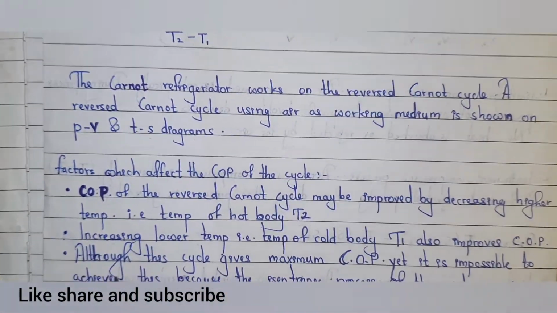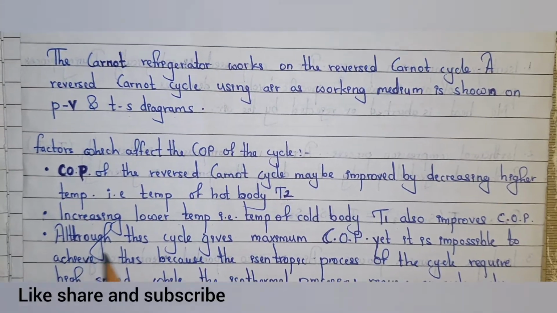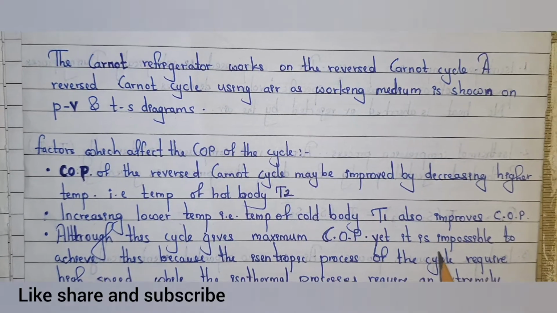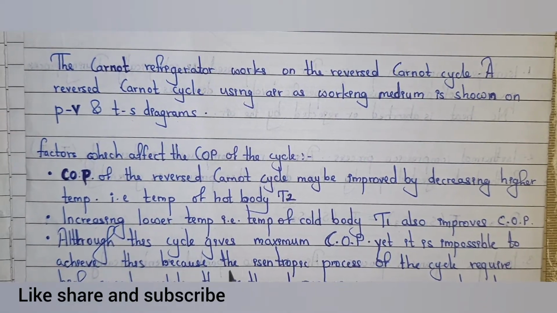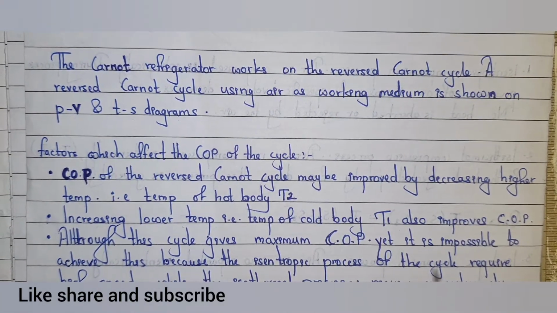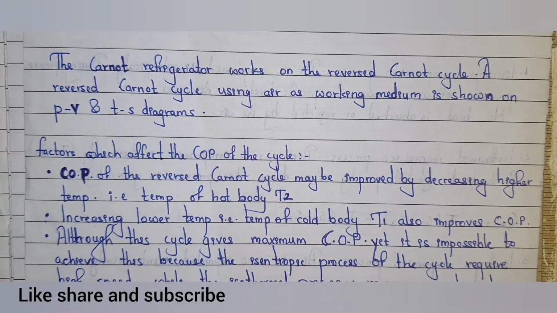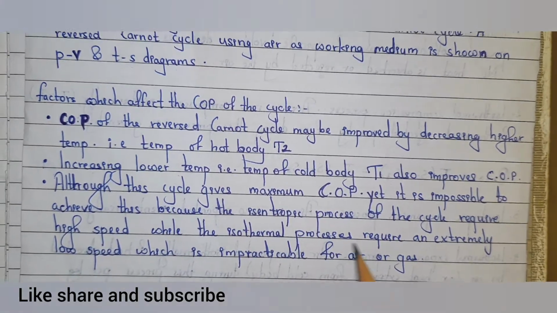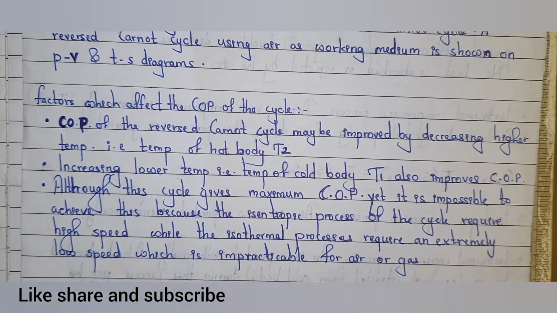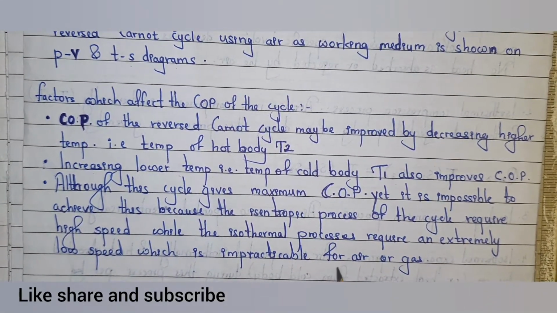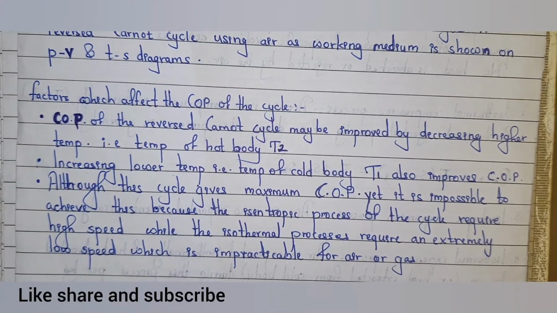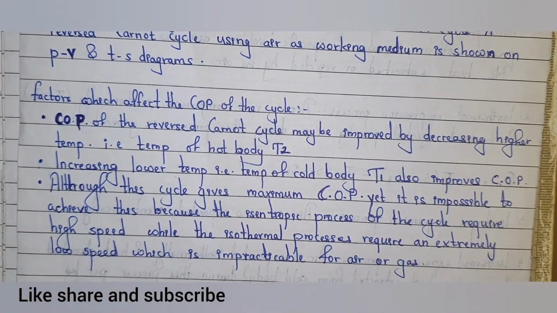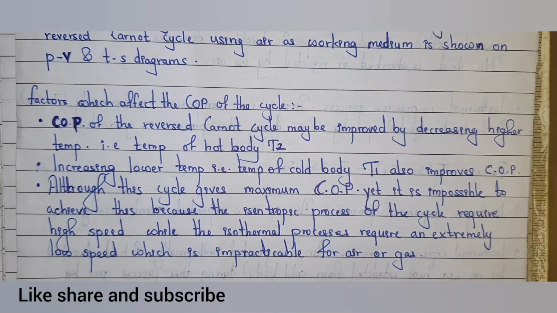Now our third point is, although this cycle gives maximum COP, yet it is impossible to achieve, because the isentropic process of the cycle requires high speed, while the isothermal process requires an extremely low speed, which is impractical for air or gas. So hence the actual COP is less as compared to the theoretical COP.